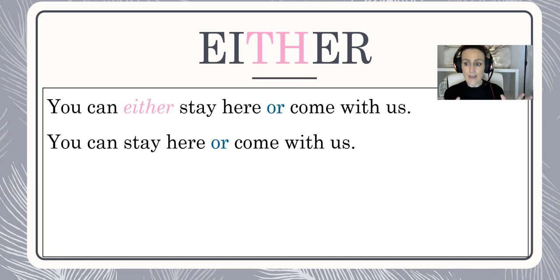Let's take a look at one more example with either here. You can either stay here or come with us. You see, you have a choice. Stay here or come with us. And what did I tell you earlier? Look at your sentence, analyze your sentence, and I promise you that you're going to see little hints which will help you to remember. Here's the word or, which to me symbolizes a choice, right? You can either stay or come with us.